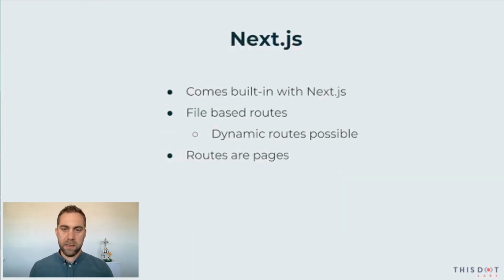Next.js comes with its own router. Like I said, that's the file-based router. Dynamic routes are still possible, so you can still do the ID, like the path we showed before, user ID, and it will still pull that ID from the URL and feed it into your components. It just works a bit different with the file-based setup.